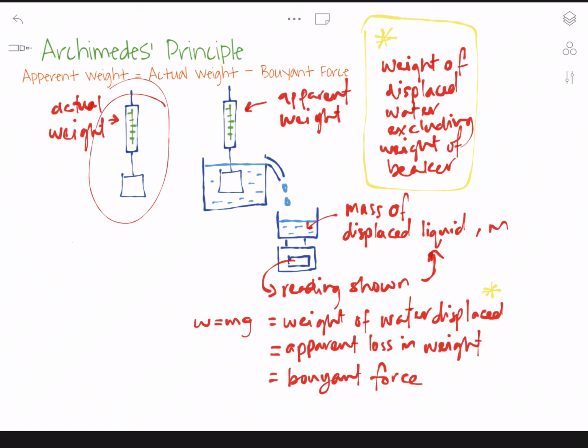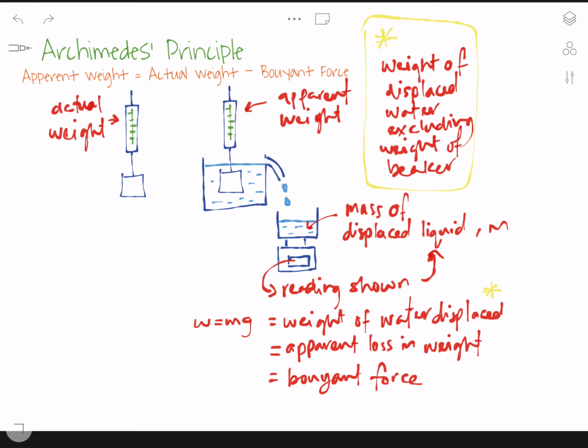Look at the apparatus here. Here we have a spring balance, and we have an object here. Now the object is in the air, and the weight shown here is the actual weight. And then we have the object in water. The object is submerged in water completely in this case. Now the spring balance shows the apparent weight.